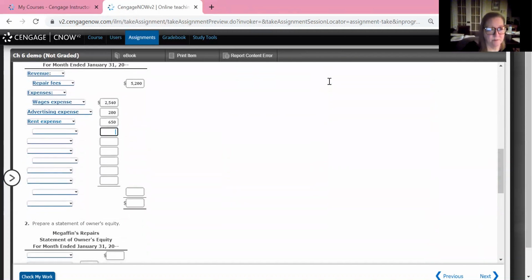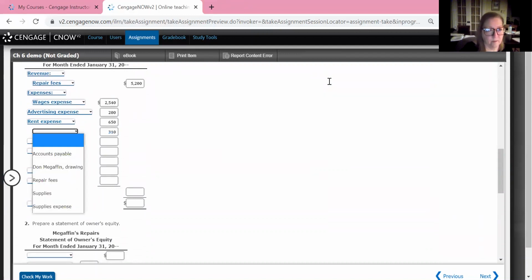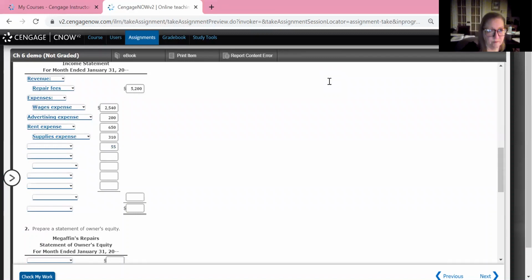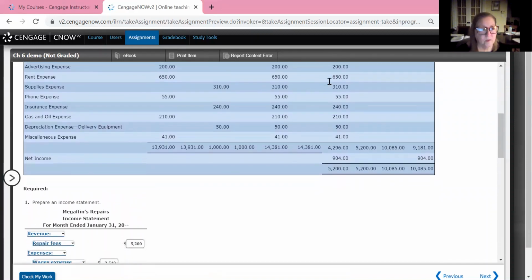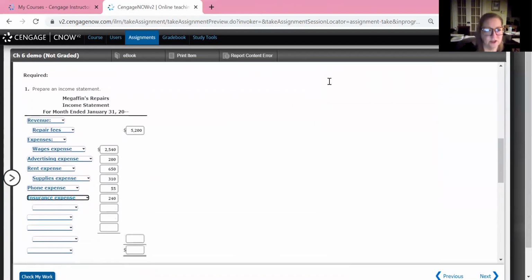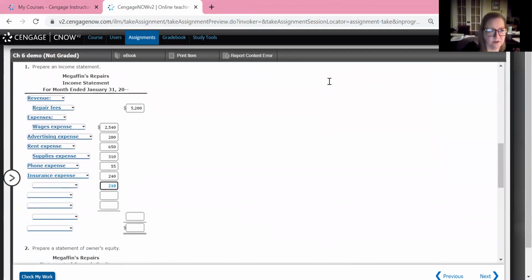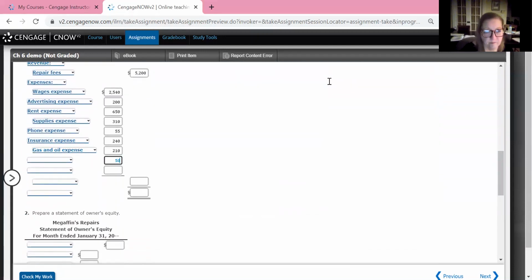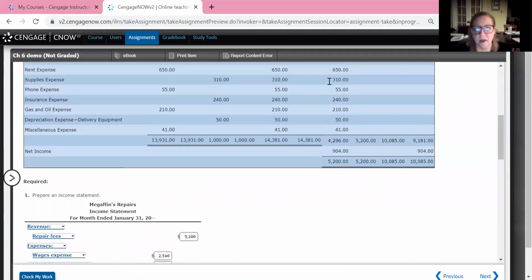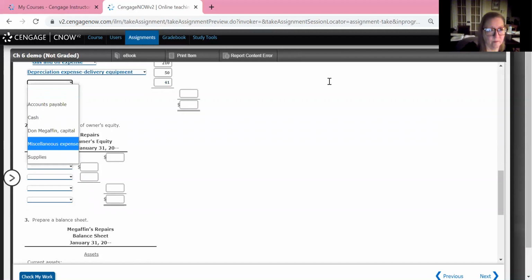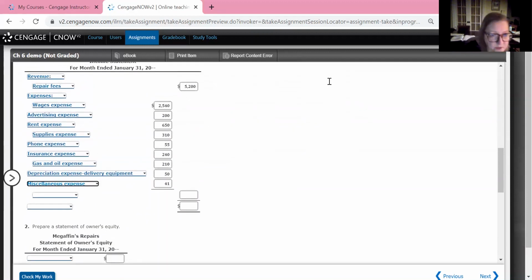Supplies expense is $310. And then phone expense is $55. Insurance expense, $240. Gas and oil, $210. These are all expenses. I'm just saying the first parts of them. And depreciation, $50. And last one, miscellaneous, $41. Okay, that's the expenses. So now I have to add all those up to get me a total expense.